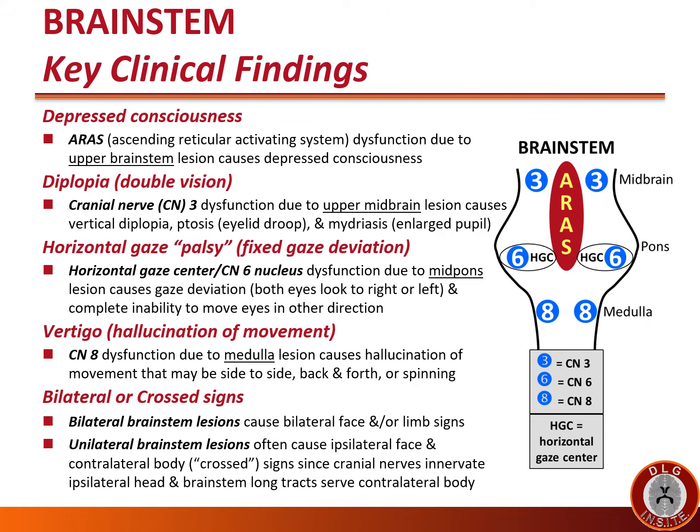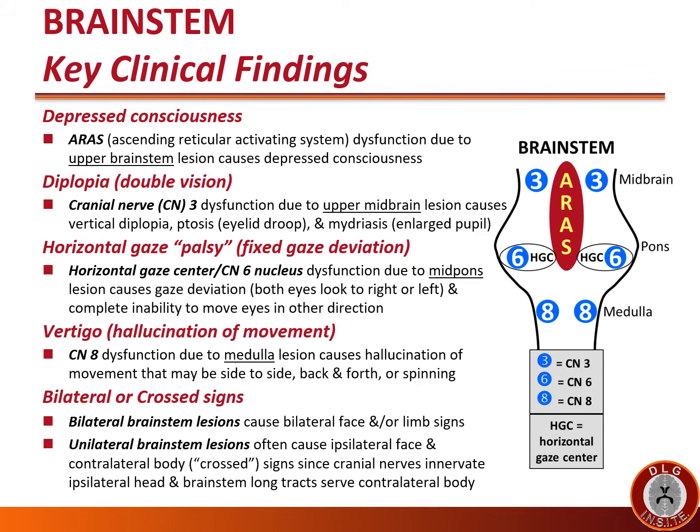The horizontal gaze center actually incorporates the CN6, cranial nerve 6 nucleus. And when that is not functioning due to a mid-pons lesion, you have gaze deviation in which both eyes look to one side or the other with complete inability to move the eyes in the other direction no matter what maneuver you use. And vertigo, or hallucination of movement, occurs due to cranial nerve 8 dysfunction due to medullary lesions.